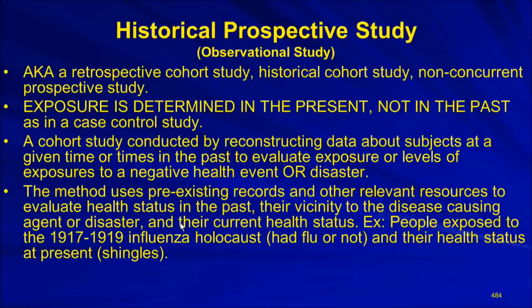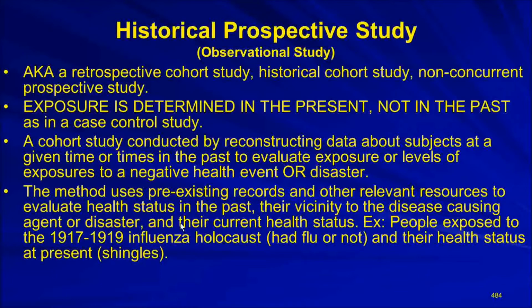The method uses pre-existing records, okay, and other relevant sources to evaluate health status in the past or somebody's vicinity to the disease-causing agent or disaster and their current health status. For example, people exposed to the 1917 through 1919 influenza pandemic and their health status at present. And we know that many people that went through it, that survived it, had shingles.